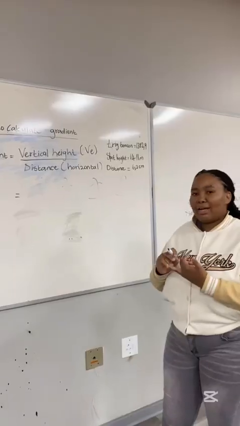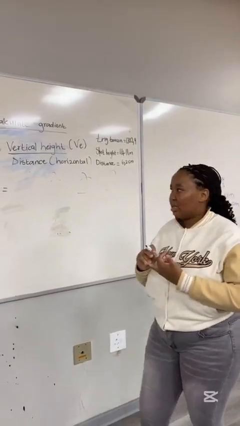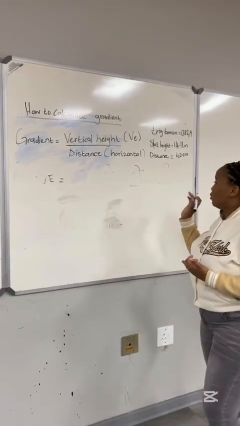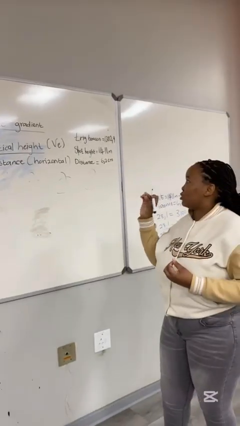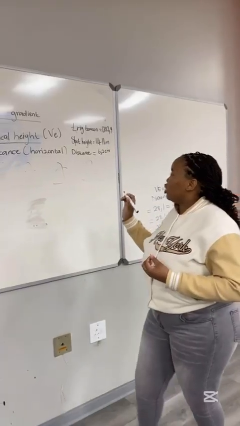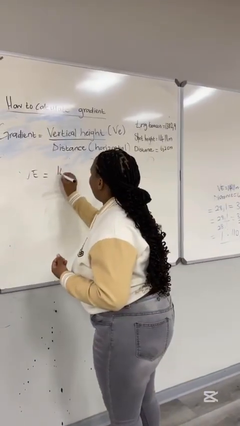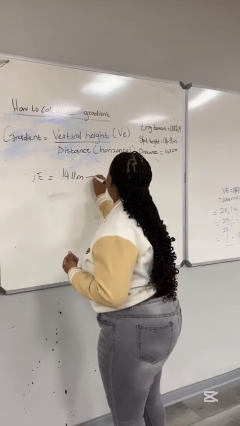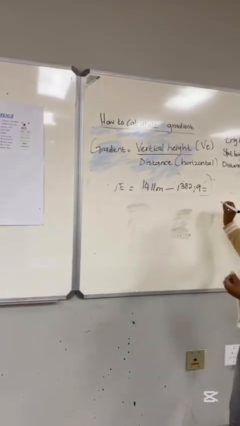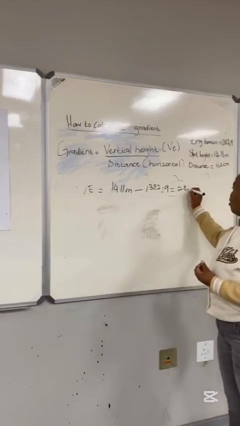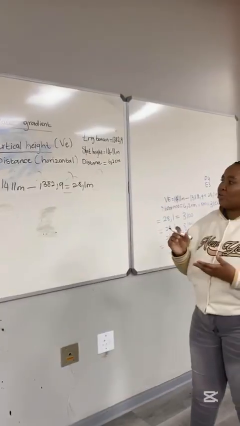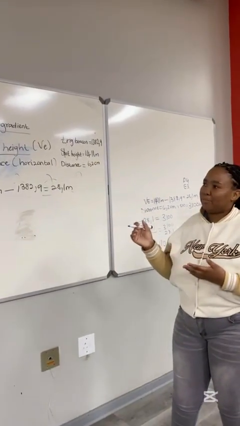So you need to calculate the vertical height first. Vertical height is equal to the difference between the 2 points, which are our trig beacon and spot height. So you need 1,411 meters minus 1,382.9, which is 28.1 meters. Because our height, whether spot height, trig beacon or benchmarks, is always in meters.